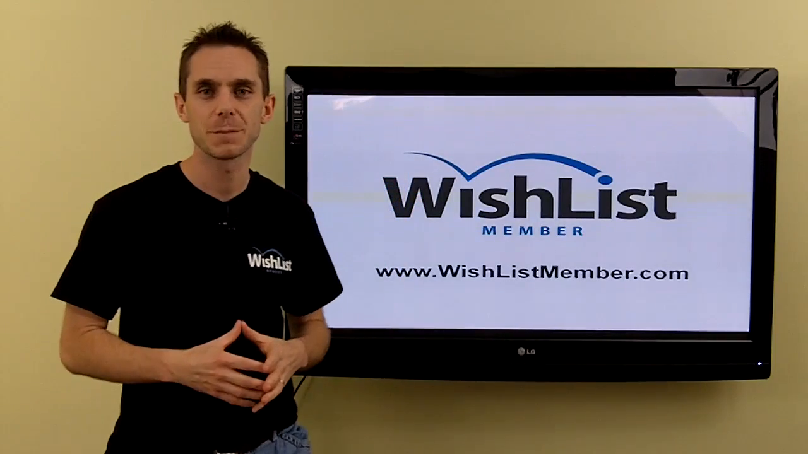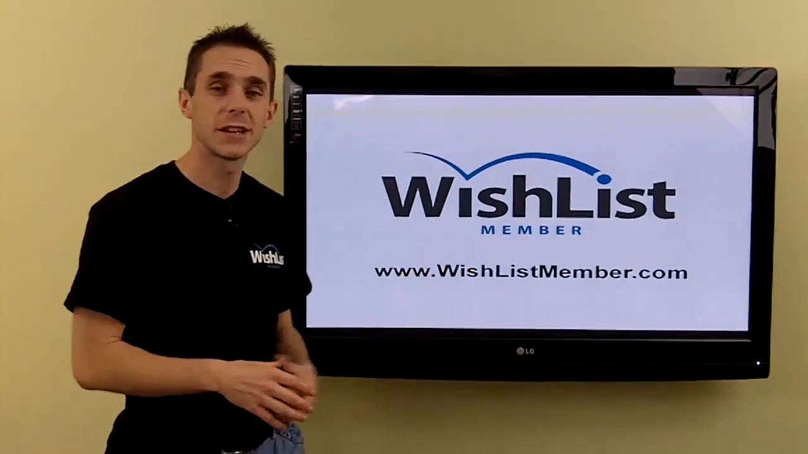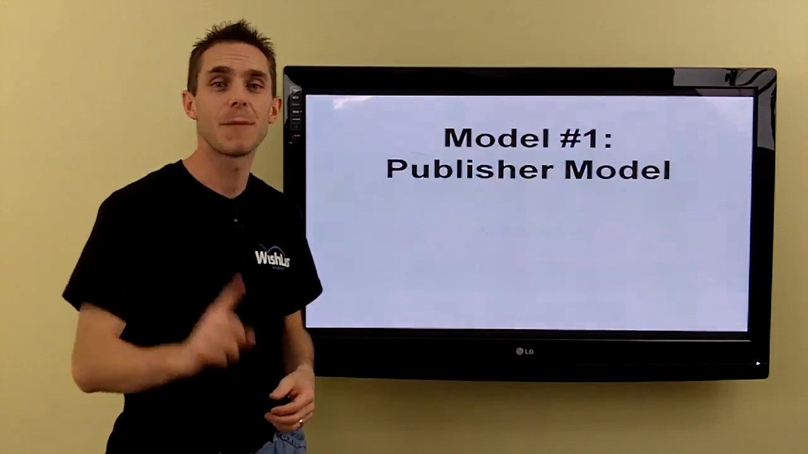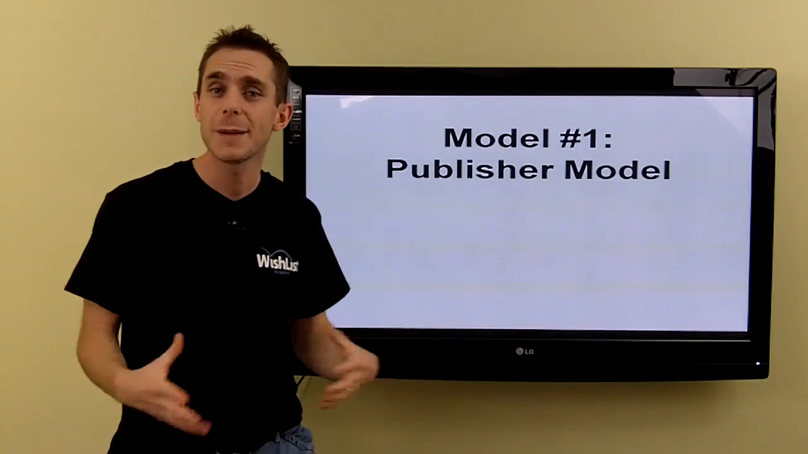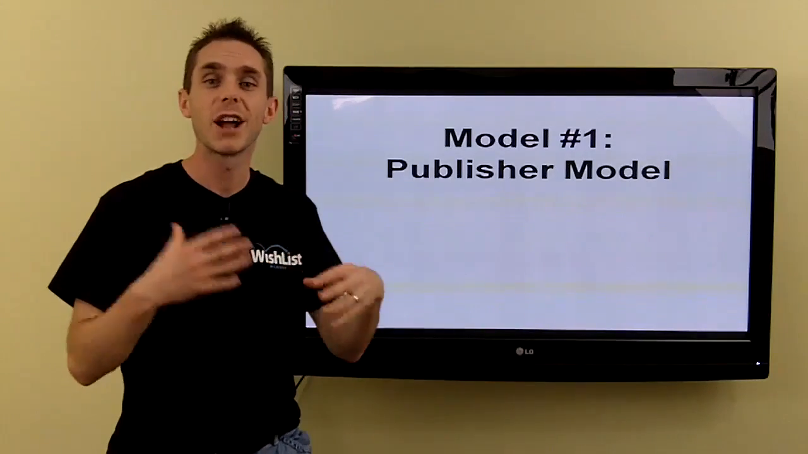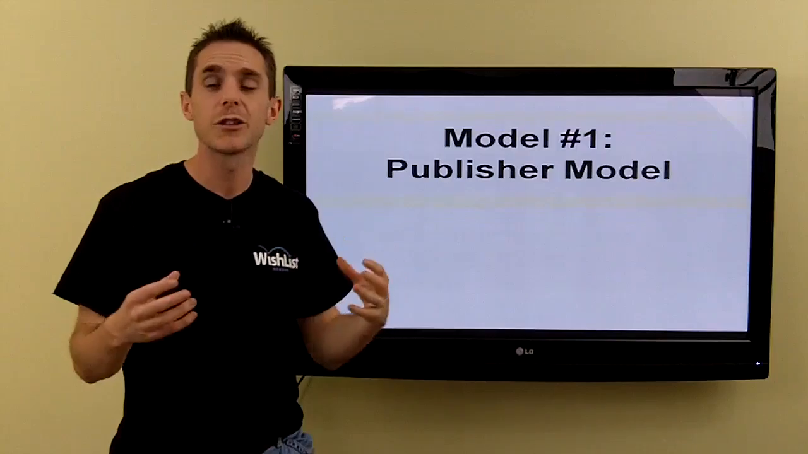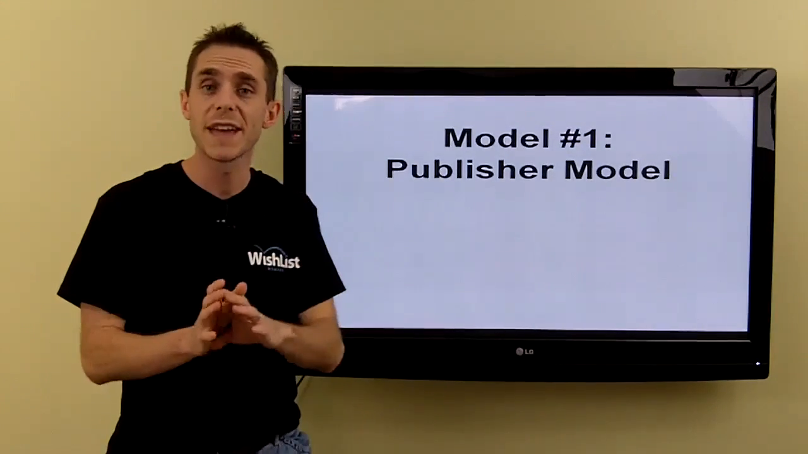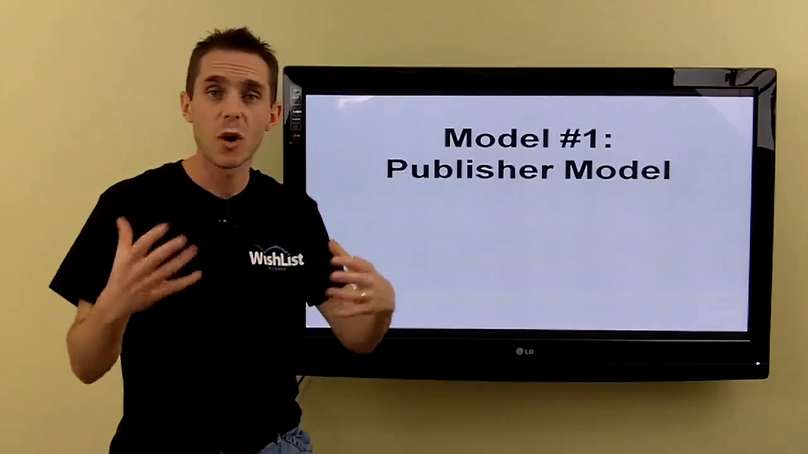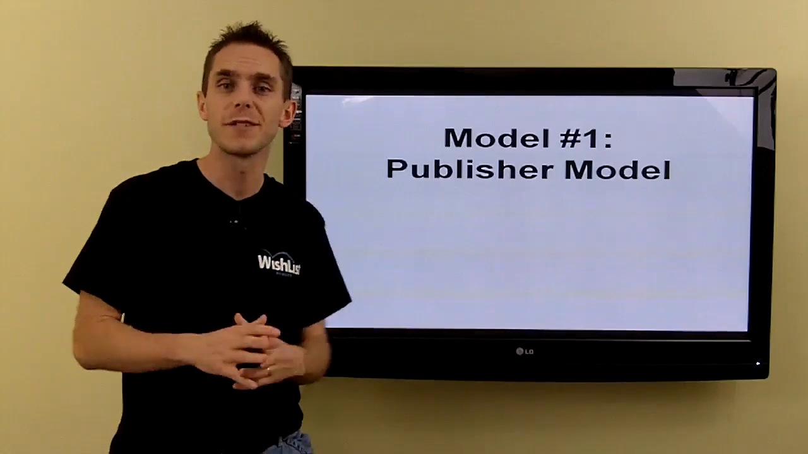10 different membership models that you can create using WishList Member. Alright, membership model number 1 is the publisher model. This is the most common type of membership site. It's where you're providing ongoing content on a regular basis. It's very much like an online magazine, except when your members join, they have access to not only this month's new articles and resources, but all the previous months as well.